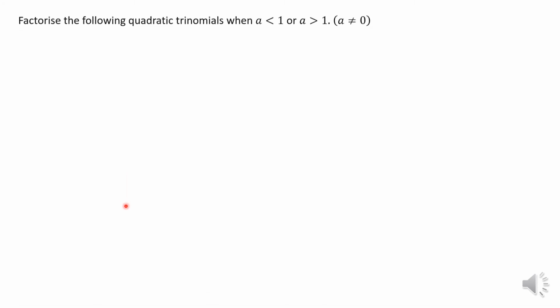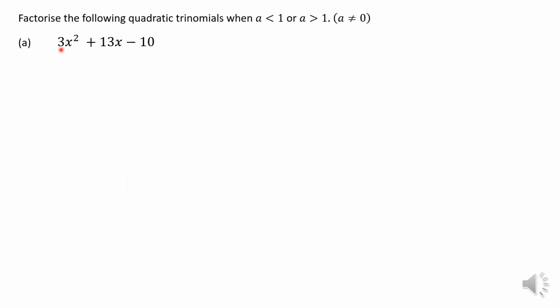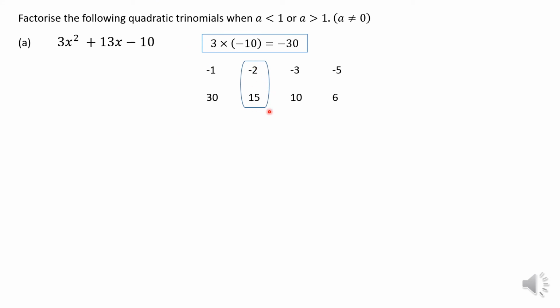Okay, so let's make the value of a not 1 but some other value, like 3, bigger than 1. Again we take the same thing. 3 times negative 10 gives you negative 30. So look for numbers that multiply to give you negative 30, and if you subtract them, you get 13. The only one that will work is this one here. I put my minus on the smaller one because of this positive. Negative 2 times 15 is negative 30, and negative 2 plus 15, or 15 minus 2, either way gives you 13.